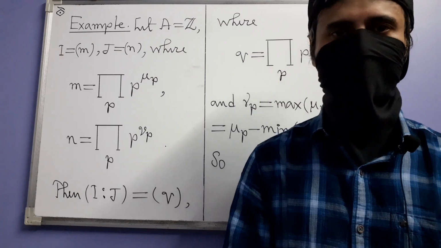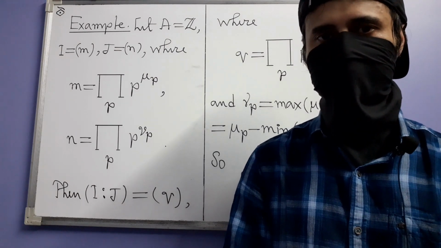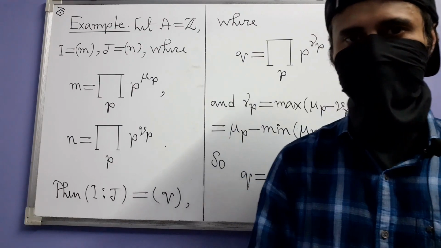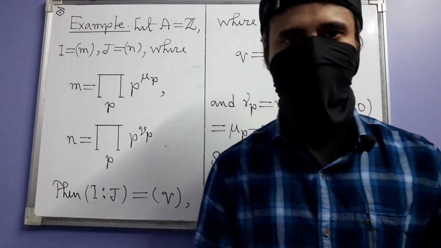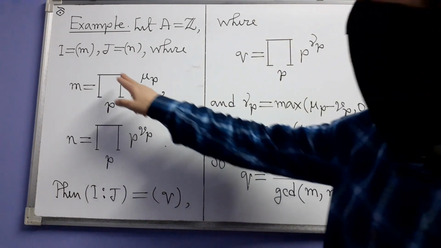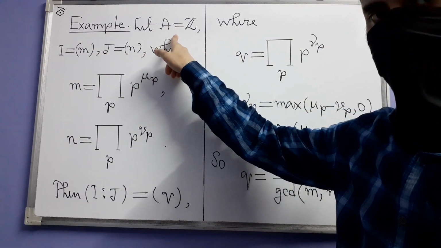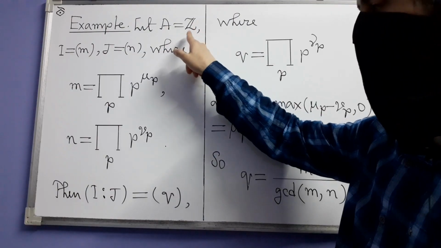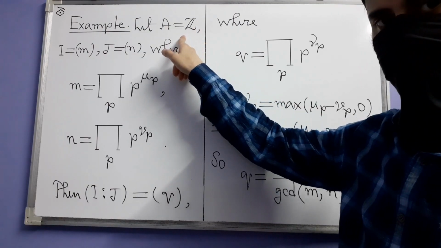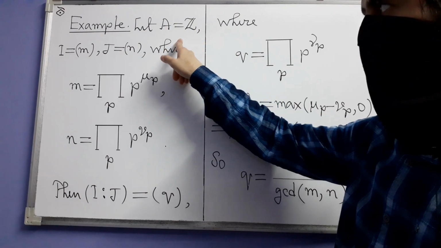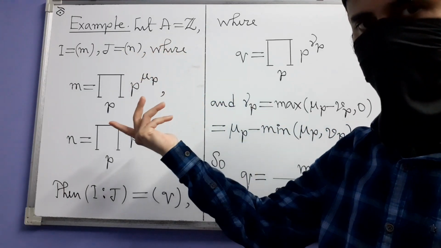In the previous video, we defined the ideal quotient of two ideals in a ring. So let us now see an example of this. Let's calculate the ideal quotient of two ideals I and J in our familiar ring of integers. Because we know that this is a Euclidean ring, every ideal would be a principal ideal. So I and J are also principal ideals.